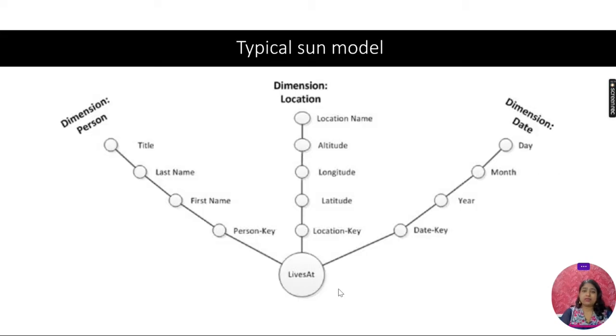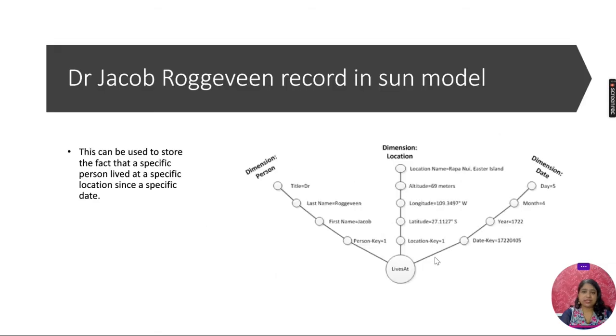This is a typical Sun model. Here a person's dimensions can be stored, like a title, last name, first name, and person key. Then there is a dimension for location, like the location name, altitude, longitude, latitude, and location key. Then the date dimension, like the day, month, year, and date. So let's see one example.